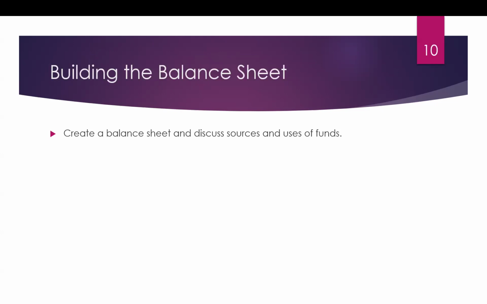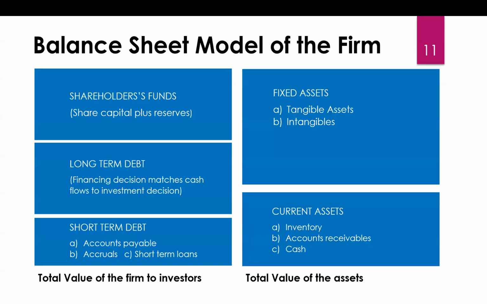And building a balance sheet. So create a balance sheet and discuss the sources and uses of funds. So here you can see all the sources and uses that we discussed previously. On the left hand side you can see the assets, and on the right hand side you can see the liabilities and the equity.